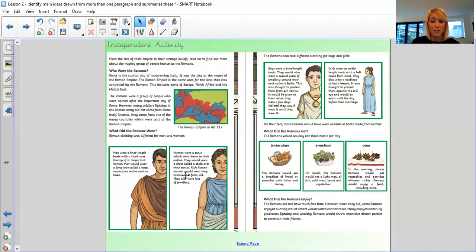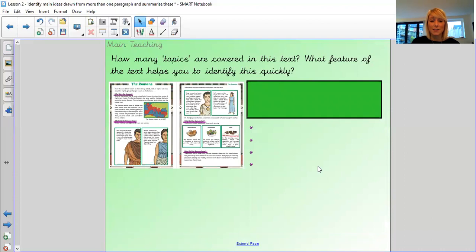We've also got pictures, haven't we, of images of what the Romans wore, images of what the Romans ate, and also a map of where the Roman Empire was. Okay, so some key features there, also some text boxes, and it's set out in paragraphs as well, isn't it? So it's organised in a really good way to help the reader to find the information they want. So I did just read to you some of those subheadings. I wonder if you can remember any of them. So how many topics are covered in this text, and what feature of the text helps you to identify this quickly? Okay, so I have underlined them again for you here.